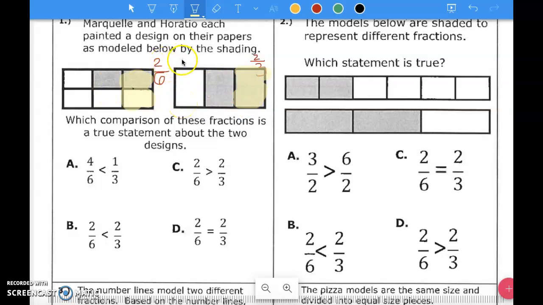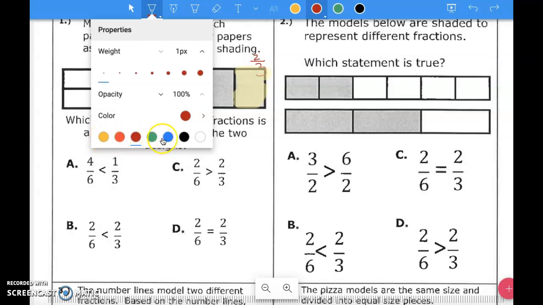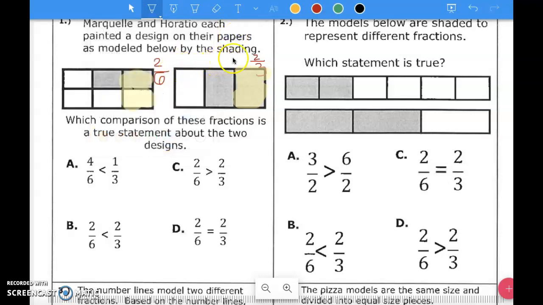Remember, the big opening goes to the big number. So, let me click undo. And I'm going to use my little pen. I'm going to use blue. So this area is bigger. Can you see? This area is bigger. I can use a highlighter so you can see. The big opening goes to the big number. So I have my sentence: 2/6 is less than 2/3.